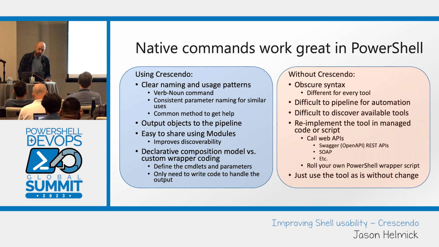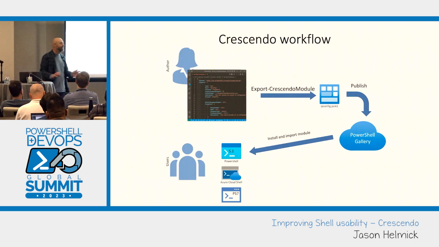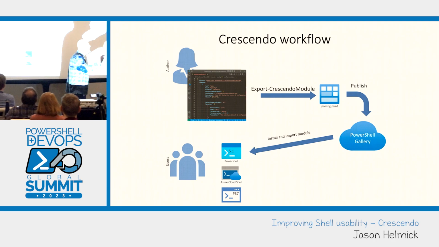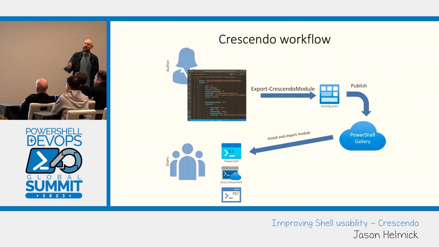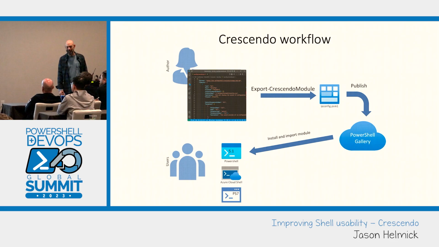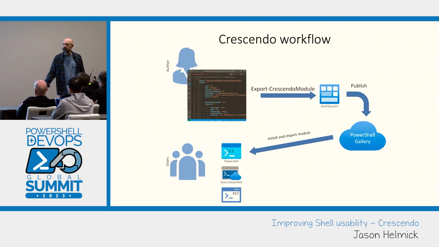I don't want to belabor that point, but the Crescendo workflow is a really simple thing. You need to end up with a declarative configuration. You hear us talk about declarative configurations a lot. A JSON declarative configuration file. In that file, here's what you need to tell us: What do you want to call it? What's the verb? Pick a good verb. What's the noun? What do you want to call the parameters? From that, Crescendo will do the rest.